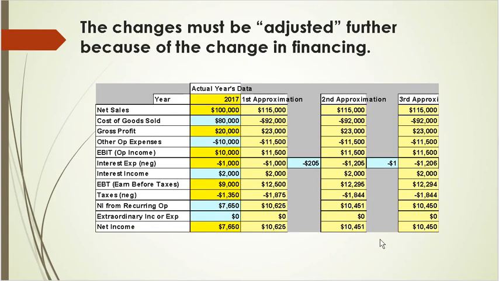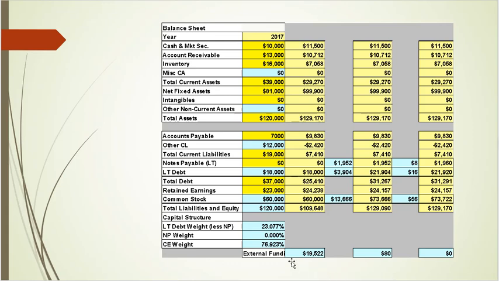So now if we go back to the income statement, we go to the second approximation. Here is the total interest that we had to spend for this first year, based on changing our financing. So you notice interest changes. Now our net income goes to $10,451. And of course, we also recalculate the balance sheet. If we look at the balance sheet, we get to the bottom, and look, there's still $80 that we still need to distribute somehow.